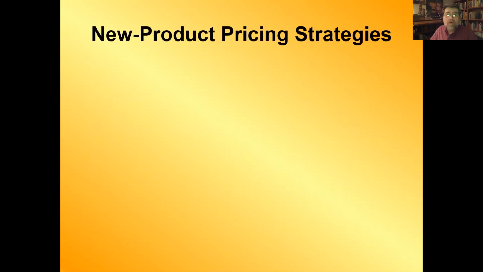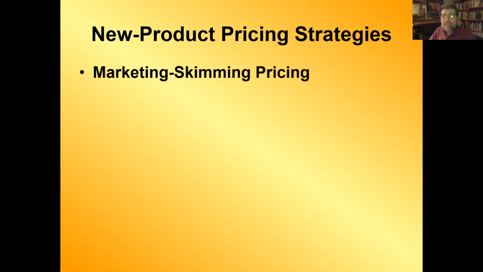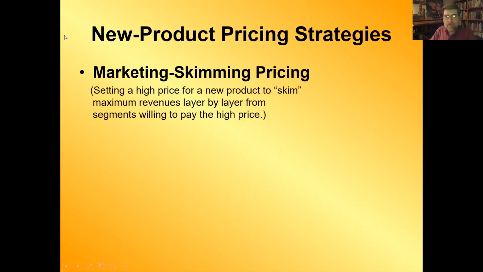When introducing new products, you'll have various new product pricing strategies to choose from. The first is called market skimming pricing. If you think about the demand curve, you have lots of choices. What market skimming pricing is doing is setting a high price for new products to skim the maximum revenues layer by layer from the different segments willing to pay a higher price. A good example of this was the first iPhone.